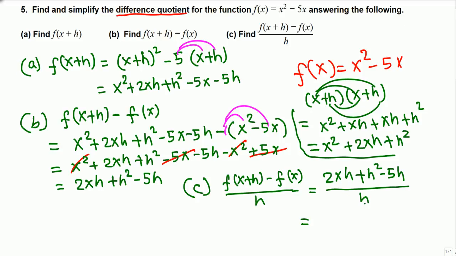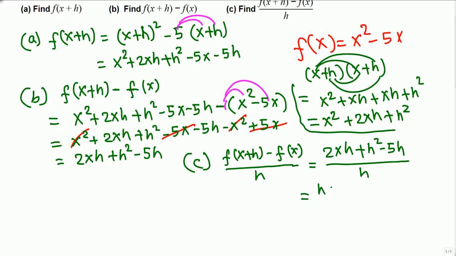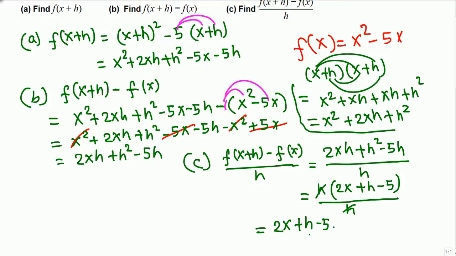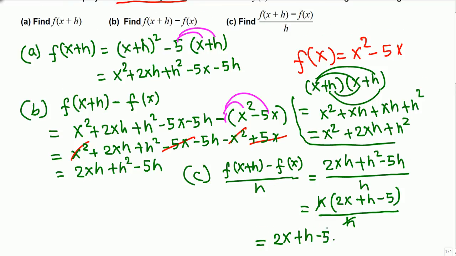The bottom is fine, just one term, but on the top we have three terms, and h is common, so we can pull h out so that we can cancel with the bottom. H out, then what is left? 2x plus h, 1 out, 1 left, minus 5 times h out, 5 left, over h. Now we cancel h and h. What is left? Equals 2x plus h minus 5. This is the difference quotient we are looking for. Final.